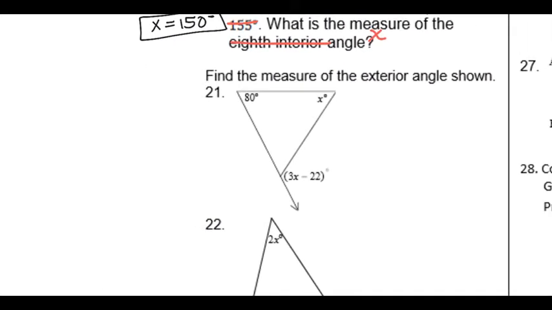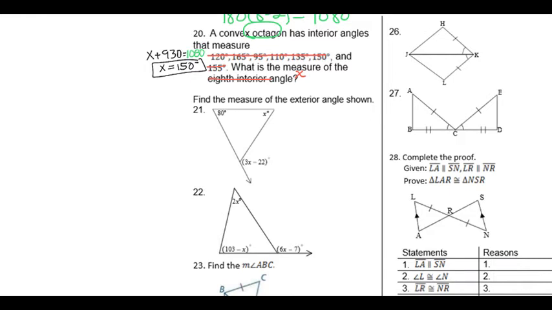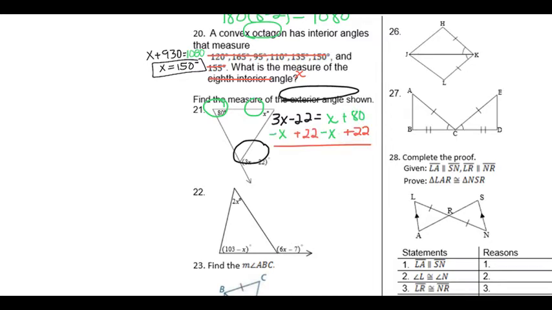Number 21. Find the measure of the exterior angle shown. So they want you to find the exterior angle, which is 3x minus 22. We know that 3x minus 22 equals the 2 remote angles added together, so x plus 80. Solve the equation. So we will subtract x from the right side, moving it to the left side. We're also going to add the 22, moving it from the left side and over to the right side.